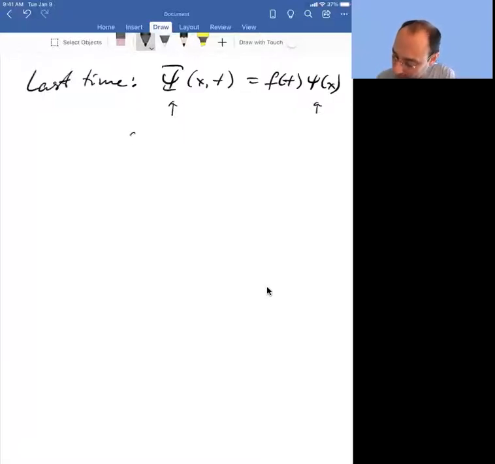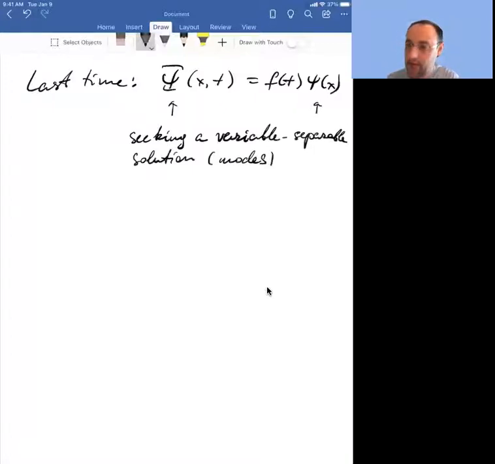So this is seeking a variable separable solution. And these are modes. We saw that with a string, they might have shapes like this. In general, modes will have different shapes, not necessarily sine waves. Modes are not always sine waves. No, no, no. Only in very simple situations they are.